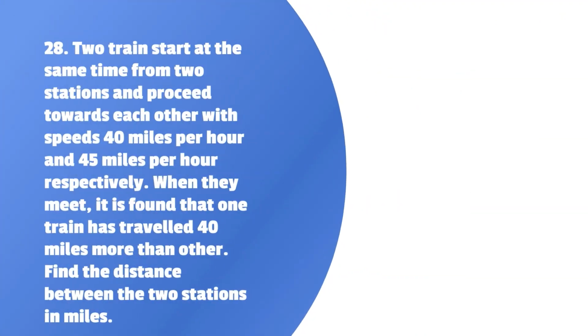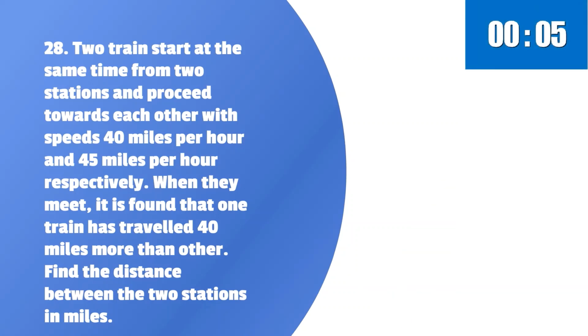Number 28. Two trains start at the same time from two stations and proceed towards each other at speeds of 40 miles per hour and 45 miles per hour respectively. When they meet, it is found that one train has traveled 40 miles more than the other. Find the distance between the two stations in miles. Pause the video for more time.